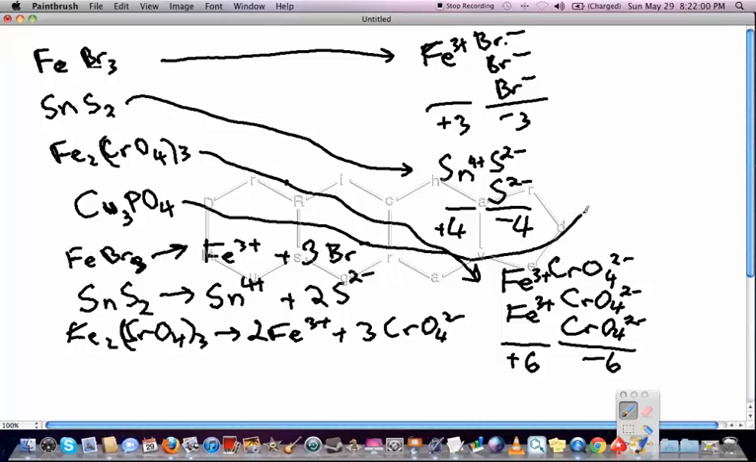Alright, the last one, Cu3PO4. What we've got here is 3 coppers. And then we've got to do something important here. Look at the PO4 and see if it's a single element or a polyatomic ion. It's not a single element because we've got a P and an O here. So it must be a polyatomic ion. And what it must be is just one PO4, not 4 POs or anything like that, just one PO4.